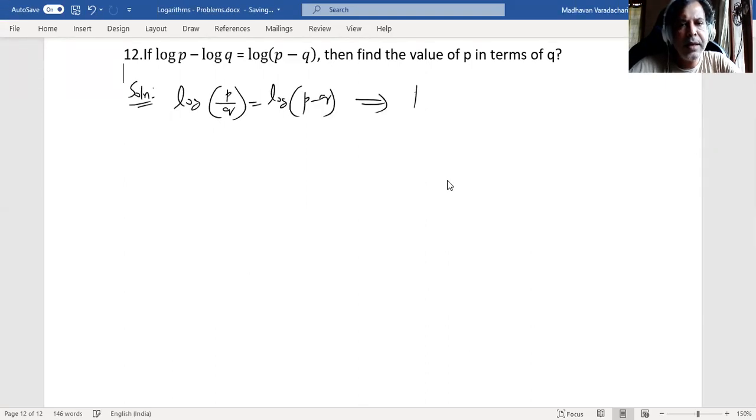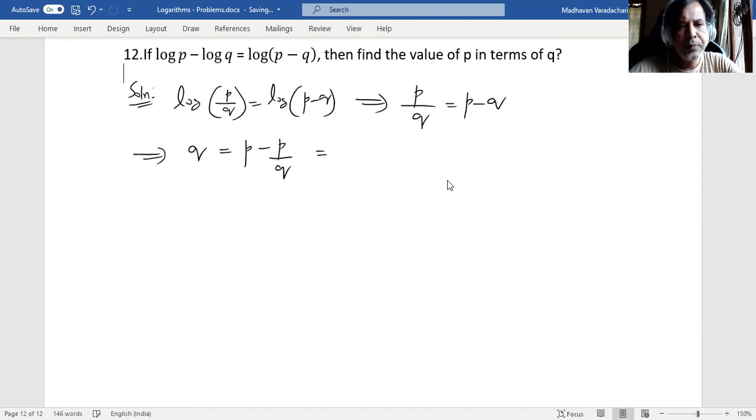This implies I can equate p by q is equal to p minus q. We are supposed to write the value of p in terms of q. So let us bring p to one side. So I will bring that negative q to the left side, and take this p by q to the right side. So it will become minus p by q.